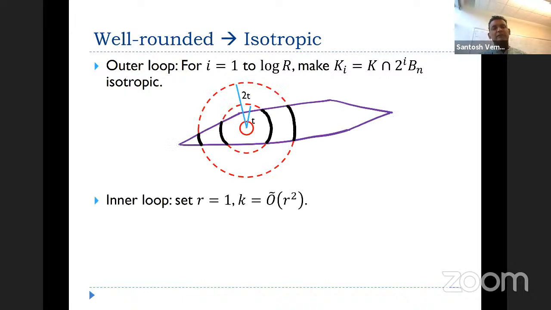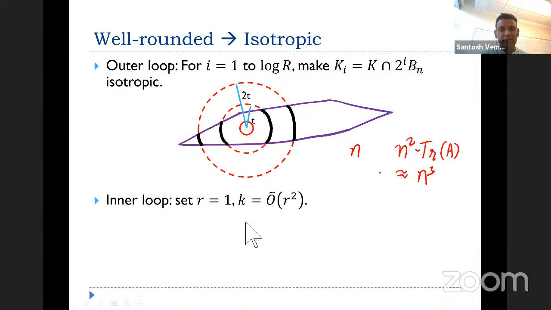But previously, to turn a well-rounded body into an isotropic body, we were taking n to the 4. We were taking n to the 4 because, just to remind you, you need n samples, and each sample was taking n squared times the trace of the current covariance, which is n cubed. So the total was n to the 4. Okay, so the number of phases is not a problem, it's only log. The problem is that turning well-rounded to isotropic is the bottleneck. Okay, so how are we gonna do that?